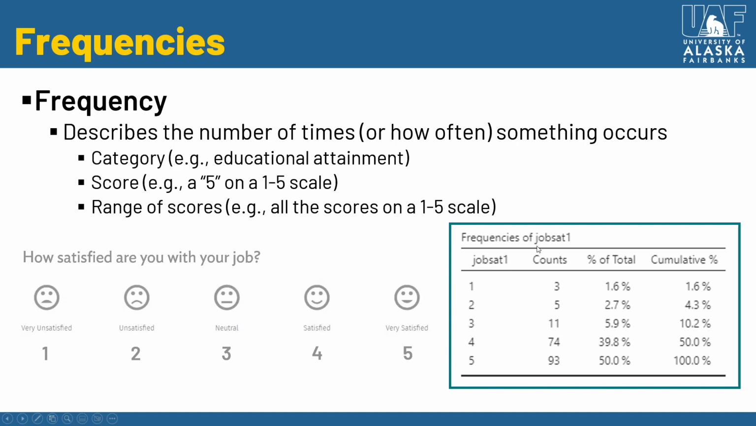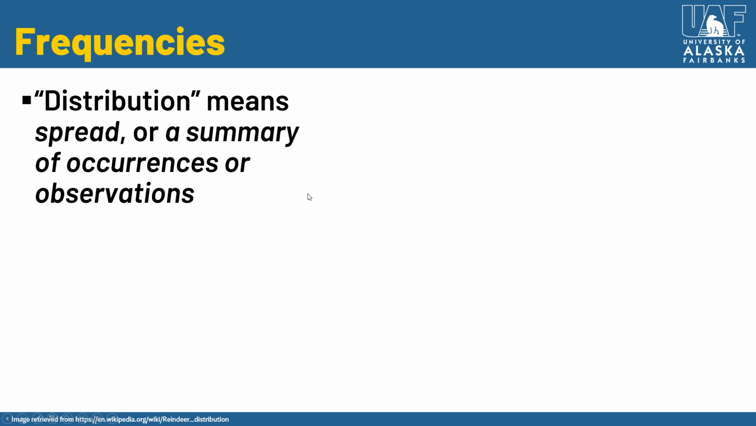So you can see this is one specific item or question on the scale, and you can see 3 people said they were very unsatisfied, 5 were unsatisfied, so on and so forth. And so we can clearly see here, just looking at the percent, that most people were either very satisfied or satisfied. Half, 1 out of 2 people, said very satisfied, and 40% said that they were satisfied. So, just some examples of how we might see this in our work.